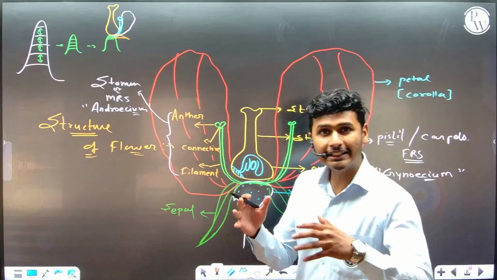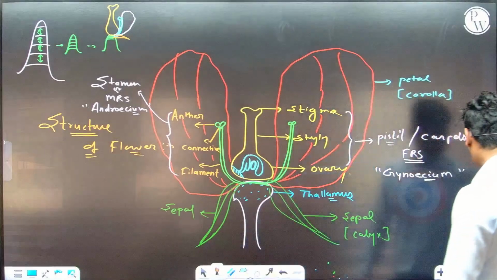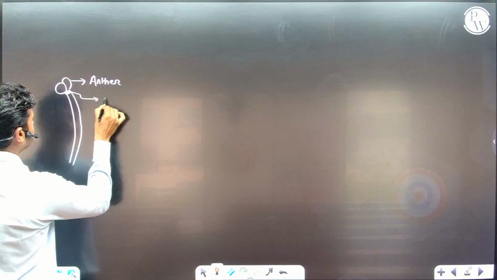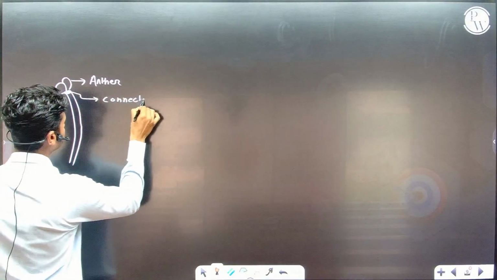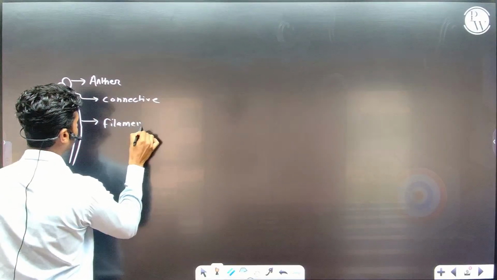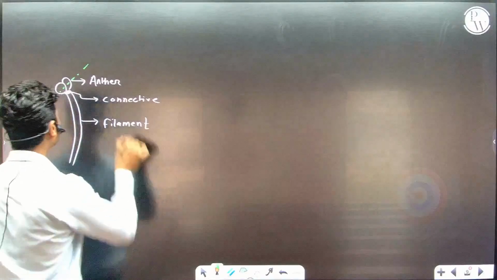If you get the time, just watch this video for overall revision of the male reproductive system. Second slide, I am drawing here one filament, one connective, and one anther. For example, this is the anther. We can call this the connective, and this part is known as the filament. If we cut the anther, that is the TS of anther.